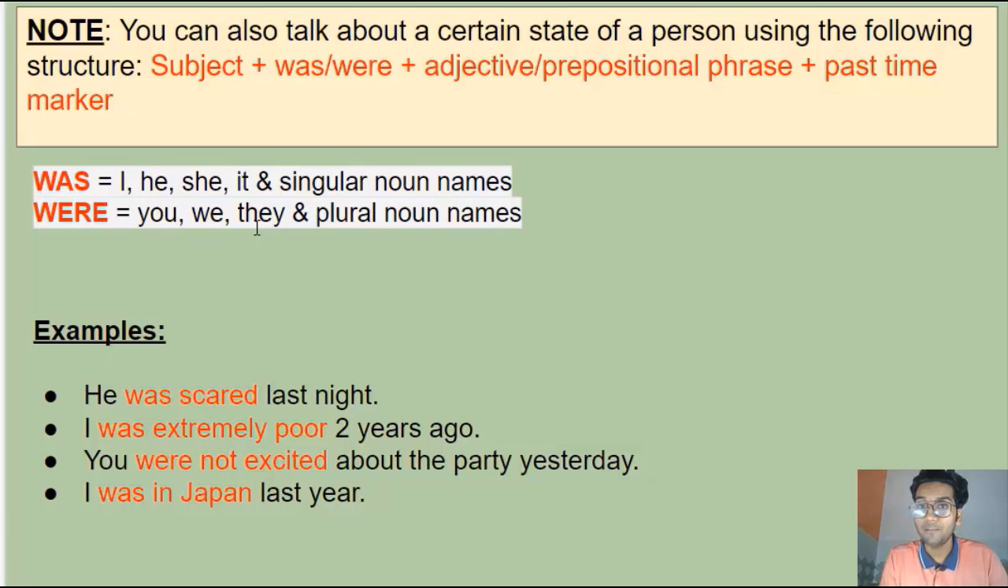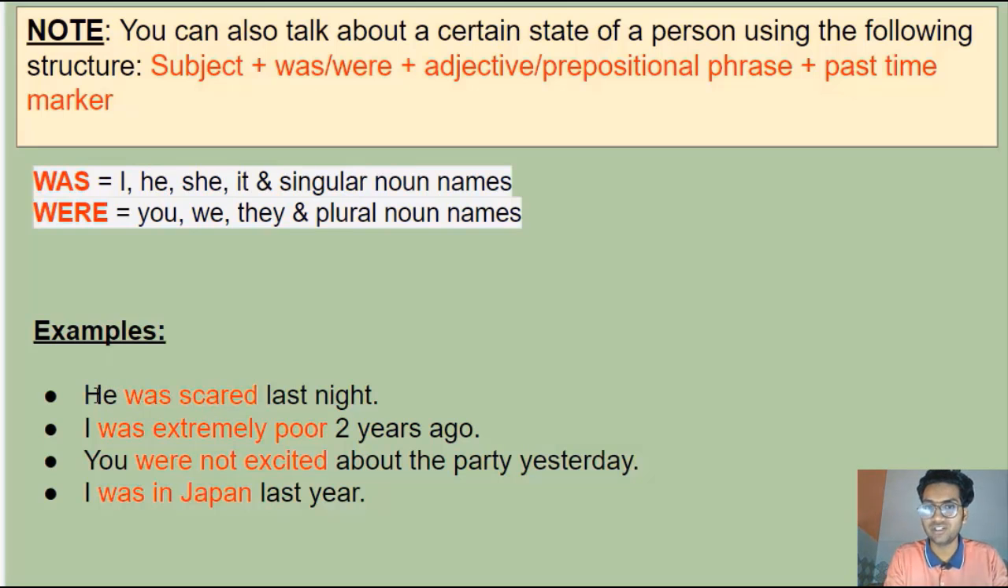My friends were, my parents were, the doctors, the teachers, right? Were with a plural subject. Examples. He was scared last night. We are talking about the state this person was in the past. He was in a particular state. What is that? Scared. He was scared last night.